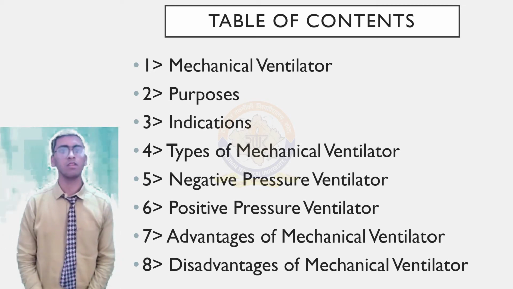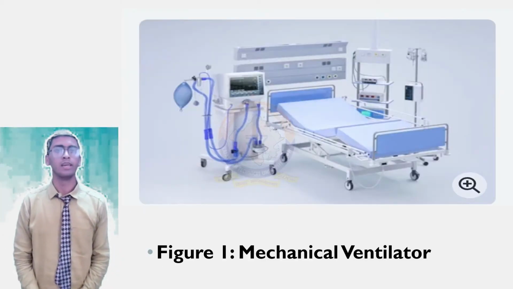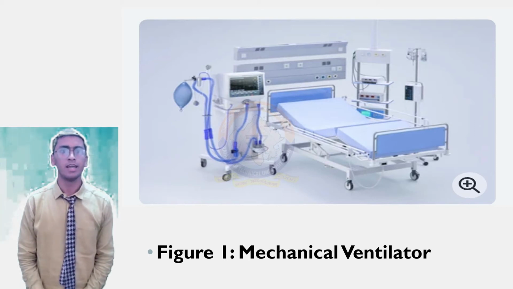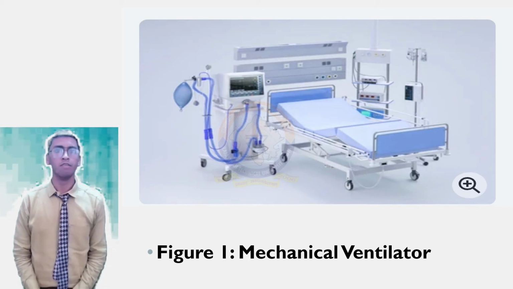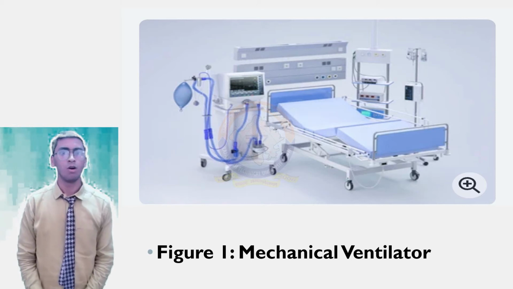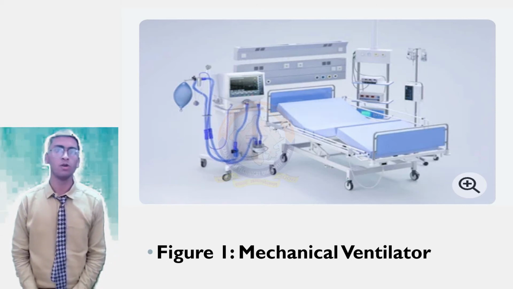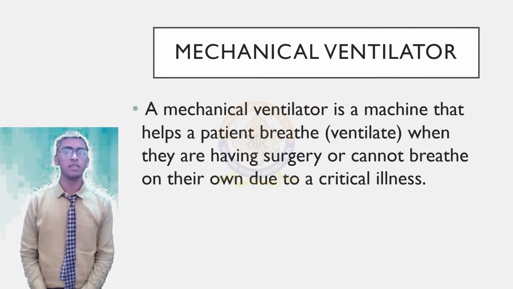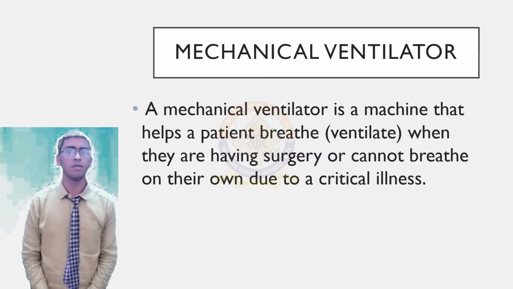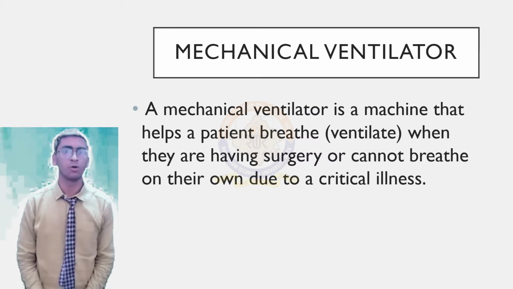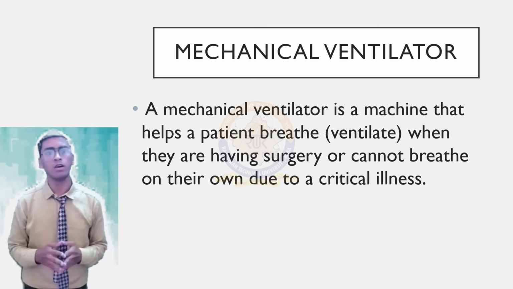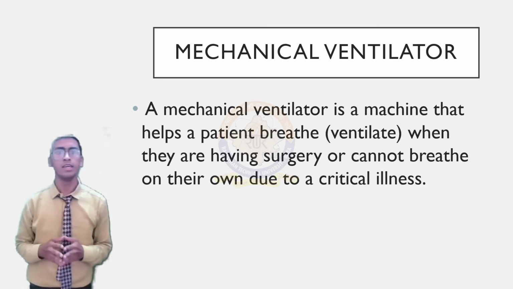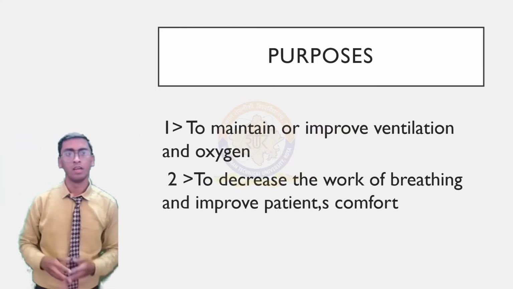Introduction. A mechanical ventilator is a machine that helps a patient breathe when they are having surgery or cannot breathe on their own due to a critical illness. The patient is connected to the ventilator with a hollow tube that goes in their mouth and down into their trachea. They remain on the ventilator until they improve on their own.